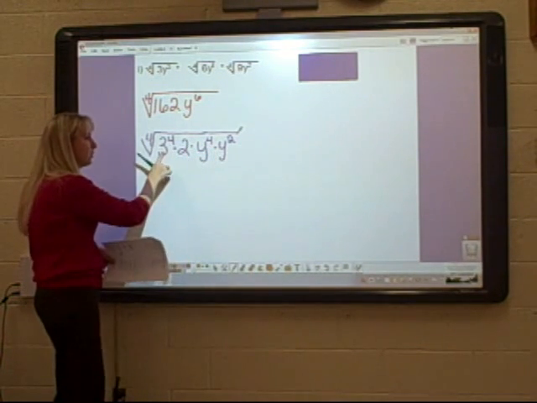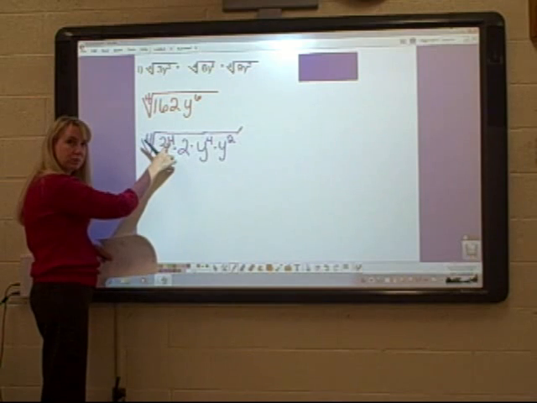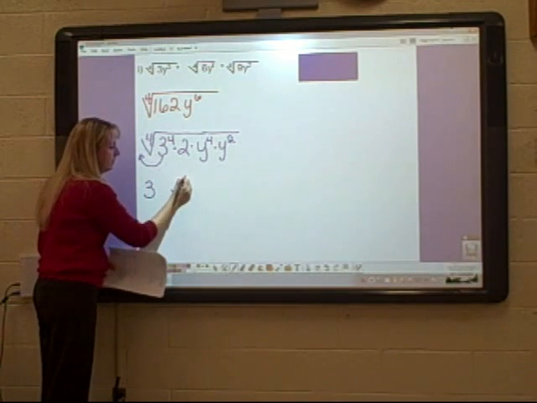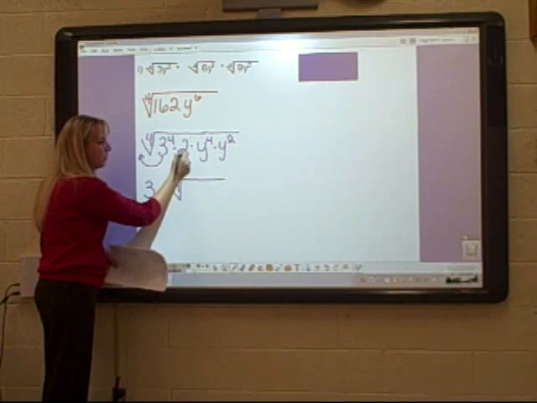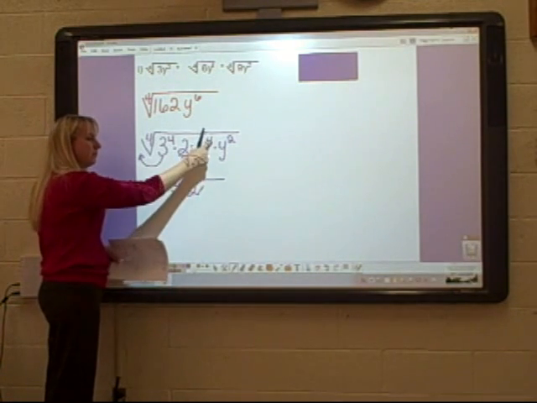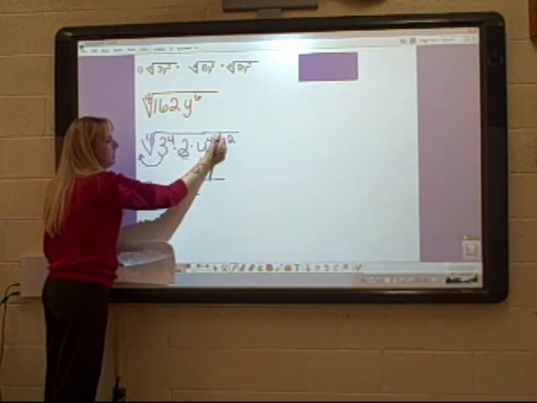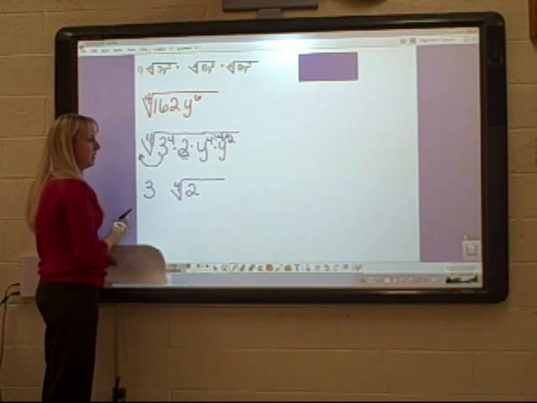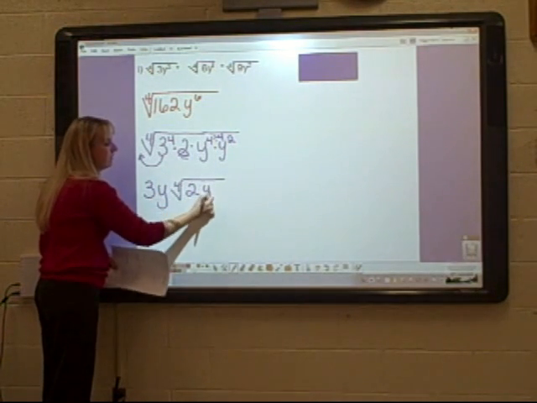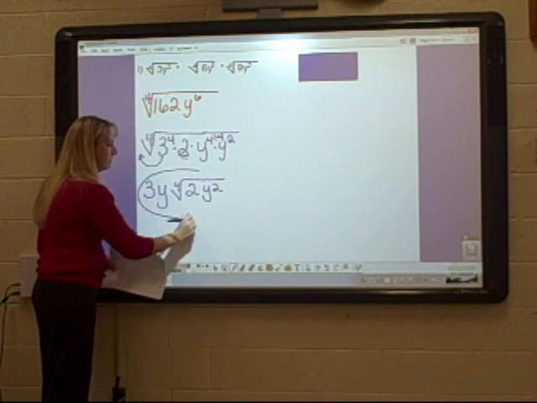Well, 3 to the 4th power, that was our ultimate goal because that brings the 3 on the outside. We have the 4th root of this leftover 2. Y to the 4th, we divide it by the index number. So 4 divided by 4 gives us 1, so it brings a y out. And we have a leftover y squared on the inside.